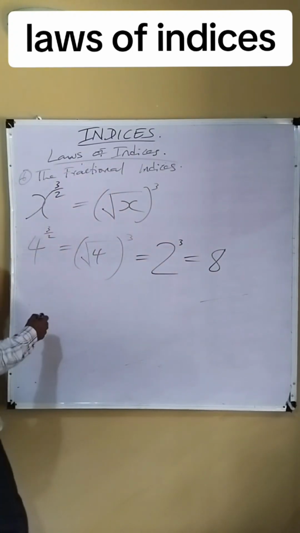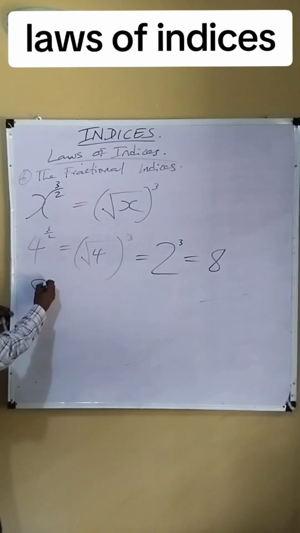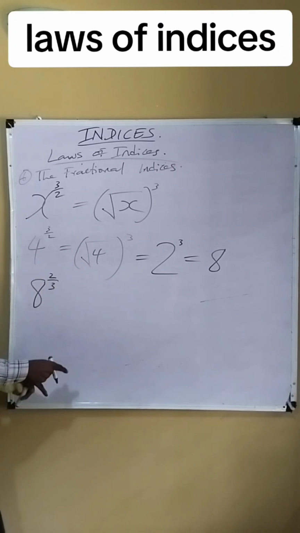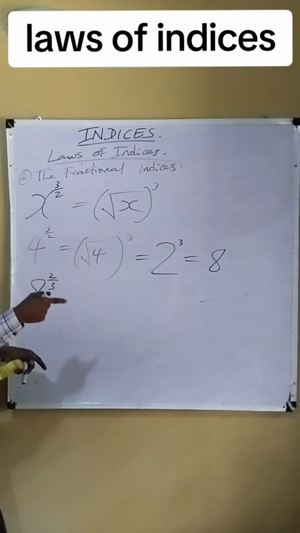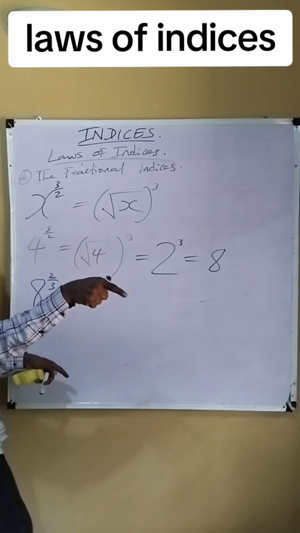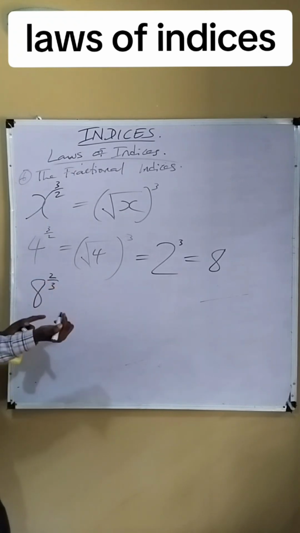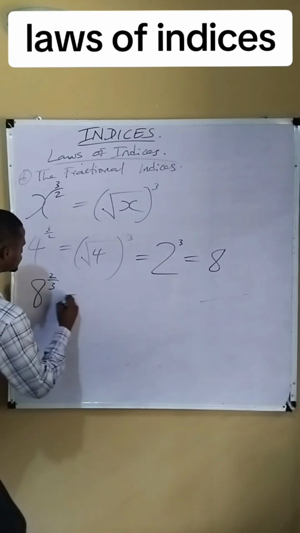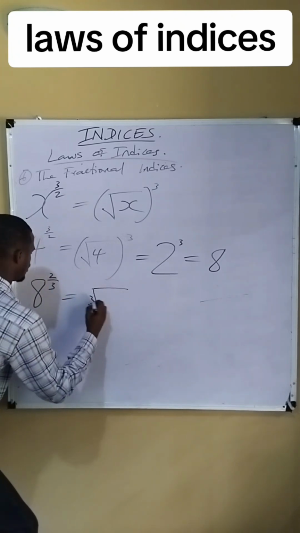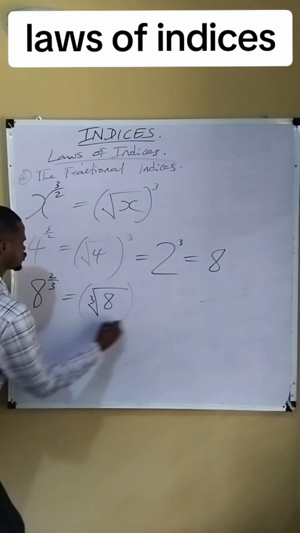What about if you have something like this? 8 raised to the power of 2 over 3. You can see that 3 is now the denominator. And I told you that the denominator becomes the root. Right? Now, since 3 is the denominator, it becomes what? Cube root. It will now become the cube root of 8 raised to the power of 2.